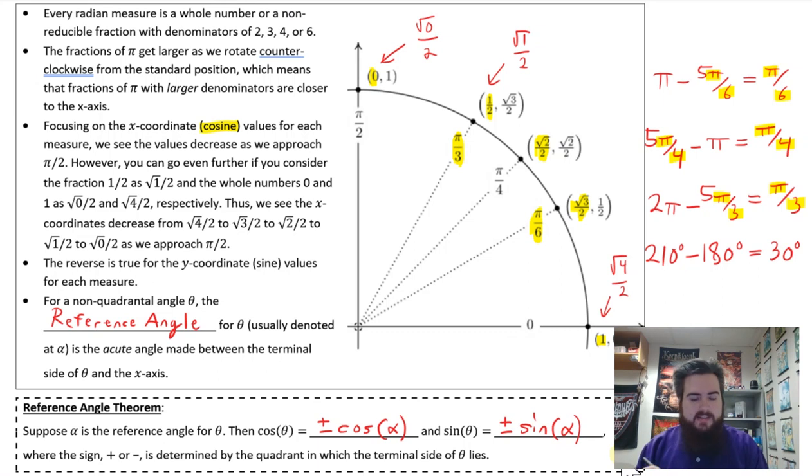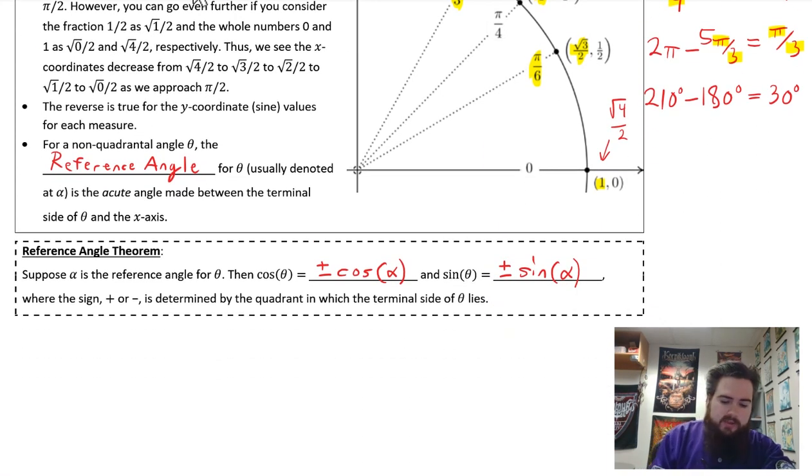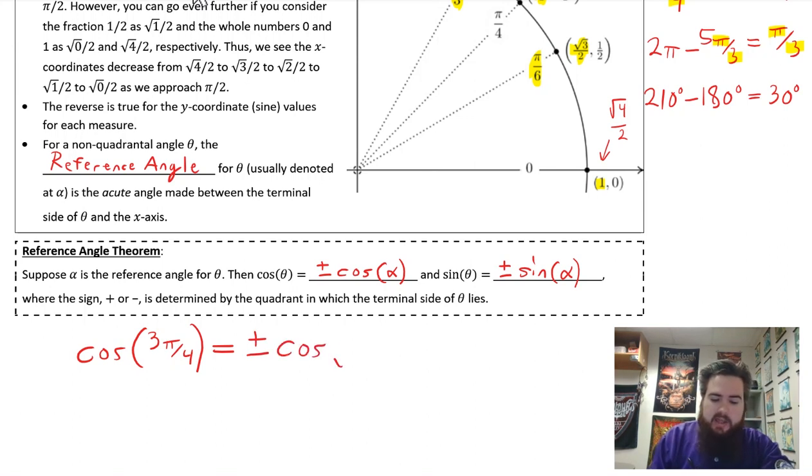What that means, as an example, is that if you are, say, working with cosine of 3 pi over 4, then this is either going to be positive or negative cosine of the reference angle of 3 pi over 4. And the reference angle of 3 pi over 4 is simply pi over 4.